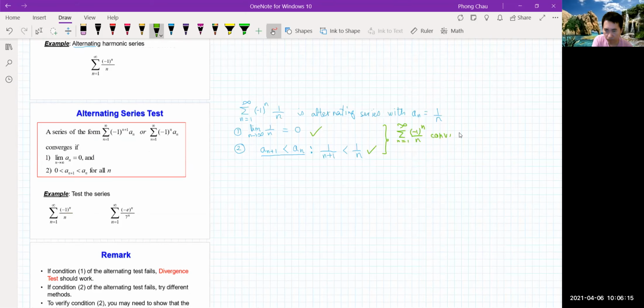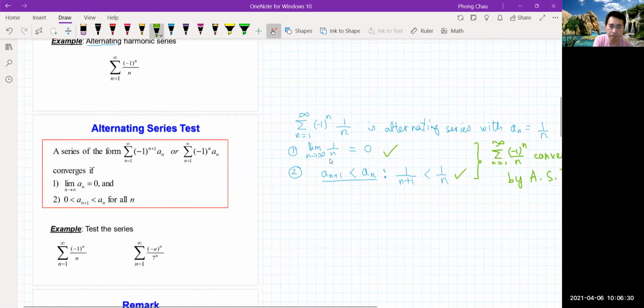And by the alternating series test. That's the alternating series test. All right, so that is this problem right here.